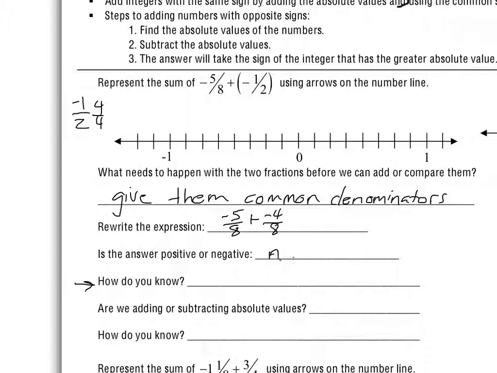All right, you should have written down that the answer here is negative. And how do I know? Well, both arrows go negative. Now, remember when we talked about our rule back for this, we were talking about adding and subtracting the absolute values. So we're talking about 5/8 and 1/2. Or in this case, after we've rewritten it, 5/8 and 4/8.